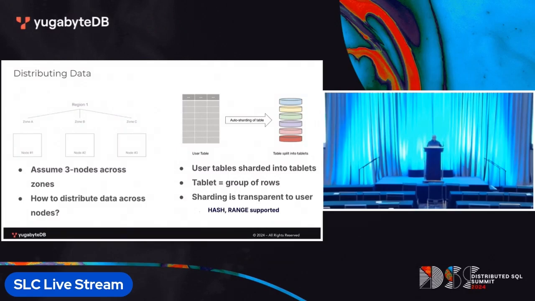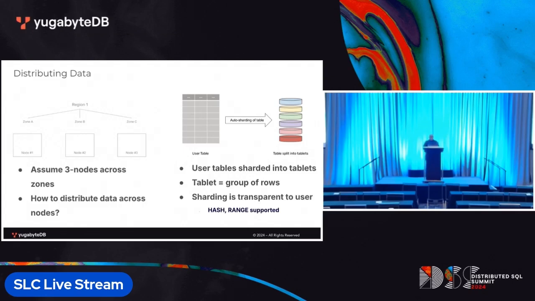Let's say I have a table, and when you create a table in Yugabyte, let's say I have three nodes in three different zones. What we'll do is take the table and split the rows into groups, and each group is referred to as a tablet. Many people like calling it a shard, but we refer to it as a tablet. And this sharding, by the way, is transparent to the user and is performed automatically by the Yugabyte database. You don't have to do anything manually for this.